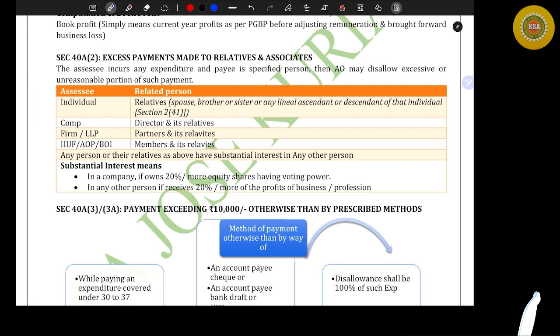Yes. So, listen friends, coming back to the theory, that is section 40A(2), excess payment made to relatives and associates. We will take a simple example for that. Say Hari has a company. Hari runs a company, and Hari's wife is the chief accountant. Sorry, slip of tongue. Hari's wife is the chief accountant, and she's getting a salary of rupees 1 lakh per month.